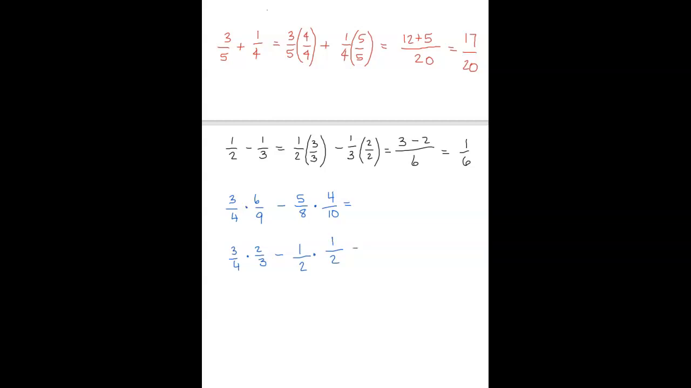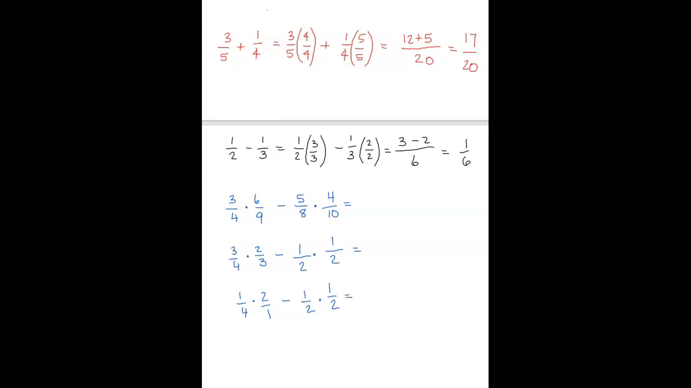All right. So far I've got a fair amount taken care of. I still have one more thing I see that I can cancel. I have a 3 and a 3 here. So I'm going to go ahead and cancel that out. I'm going to have a 1 over 4 times 2 over 1 minus 1 over 2 times 1 over 2.